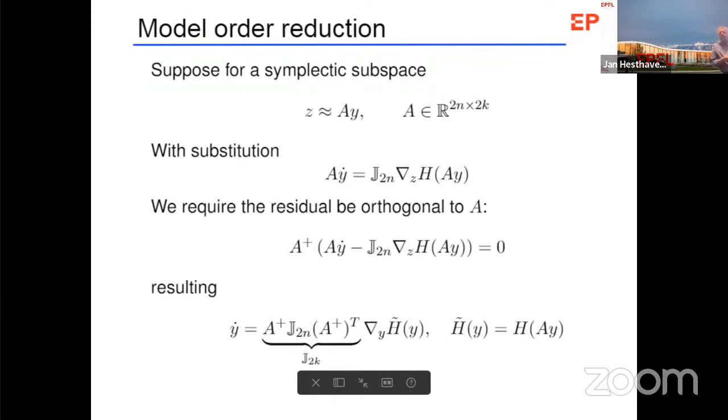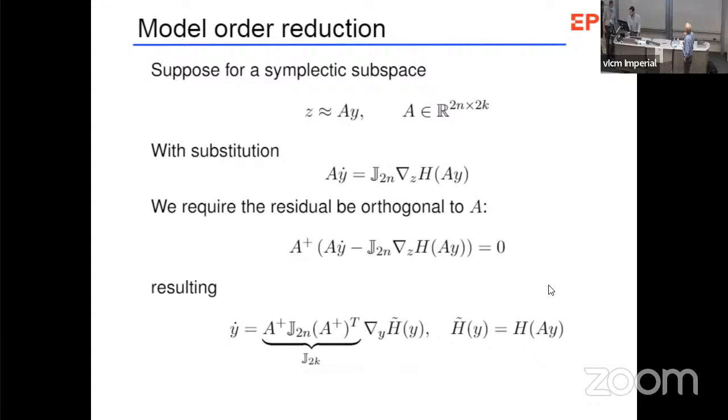Now let's go forward with this idea. Again, we make an assumption that we can represent our solution as A times Y, but now A is a symplectic matrix.